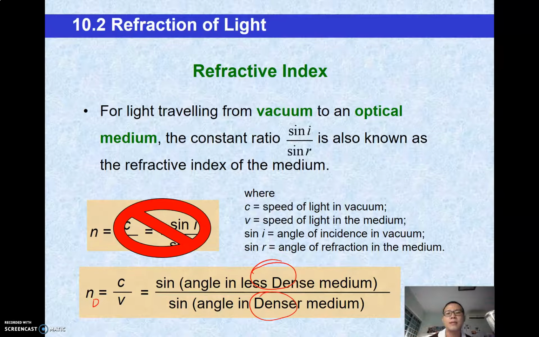Similarly, the refractive index of the denser medium can also be calculated by the ratio of the speed. So the speed formula you still need to remember. In a nutshell, there are two ways we can identify refractive index, either through the angles or through the speed.